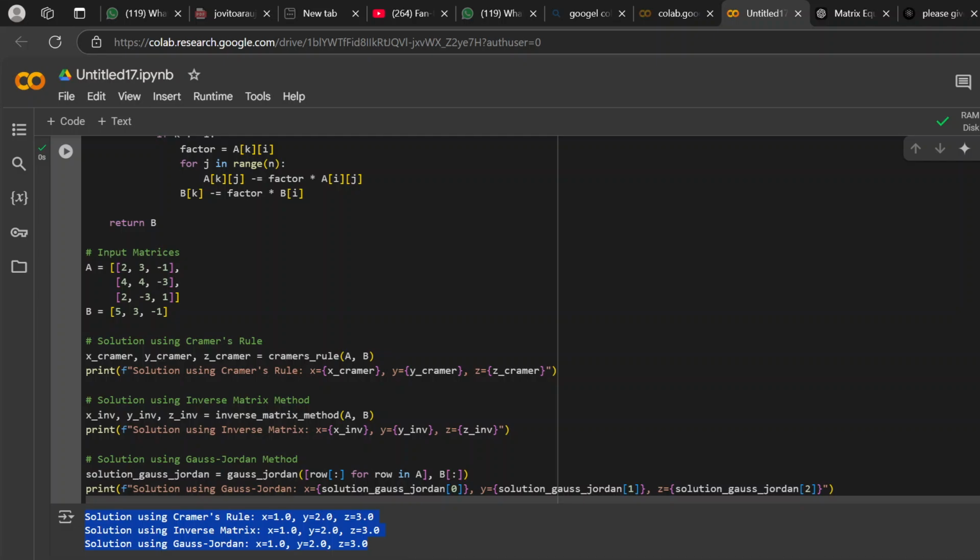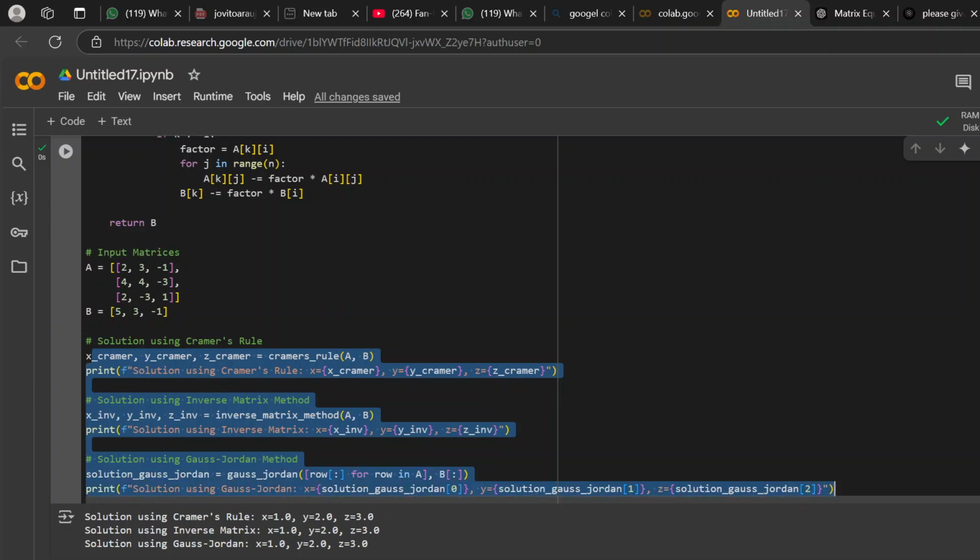So our conclusion: finally, we print the result from each method to compare solutions. You can see this structure. The structured approach allows us to solve linear equations systematically, implement in Python code. Each method has its own strengths and can be chosen based on specific needs or preference.